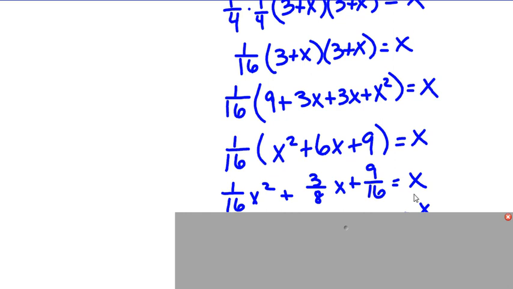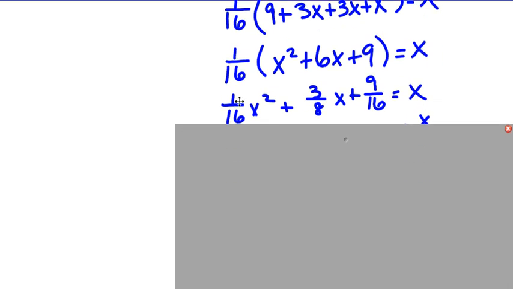So here we have an equation that we could start solving. And we can see that it's a quadratic equation. And when we solve quadratic equations, we want to make sure they're in standard form to have it equal to 0. So in order to do that, we're going to have to subtract x from each side to make it equal to 0.